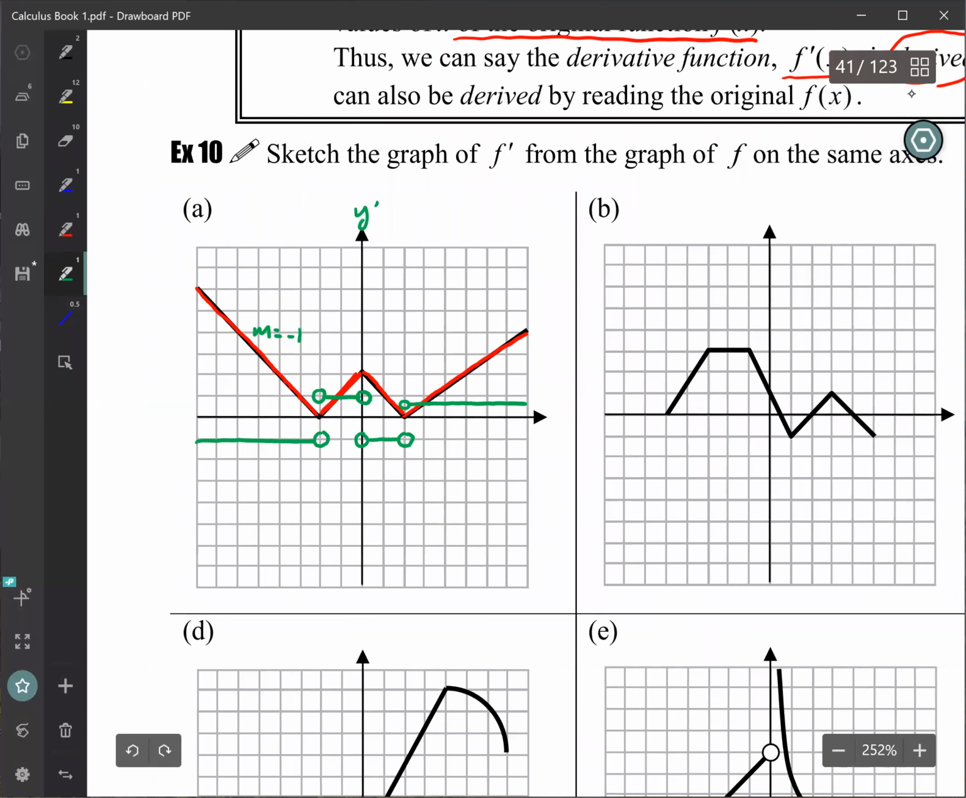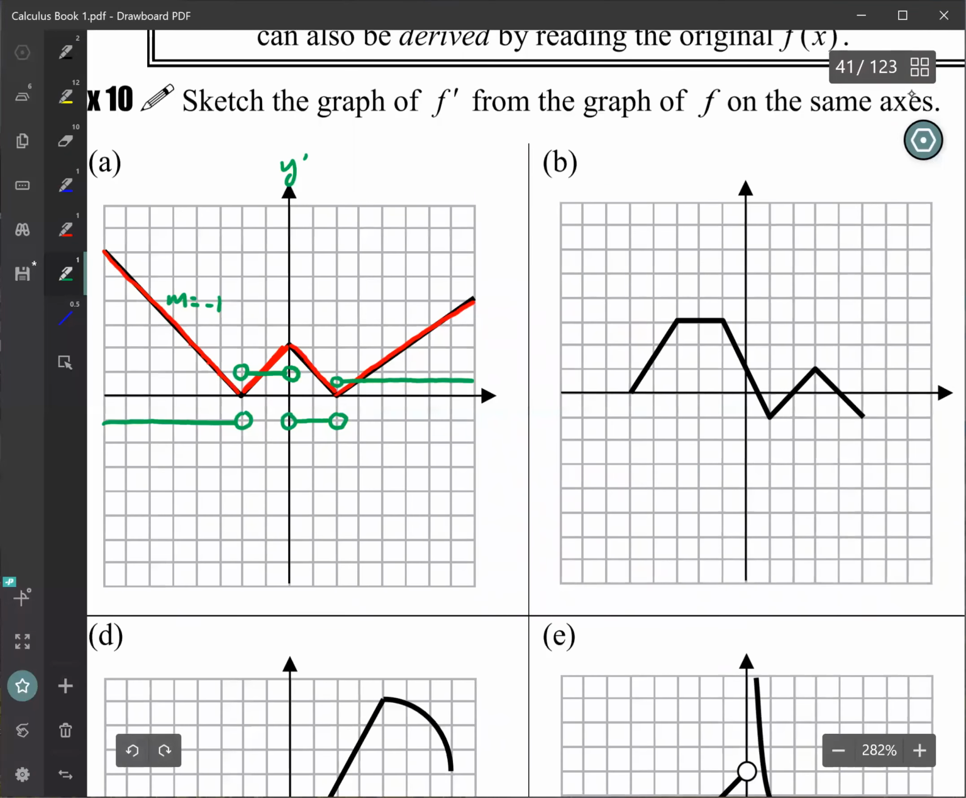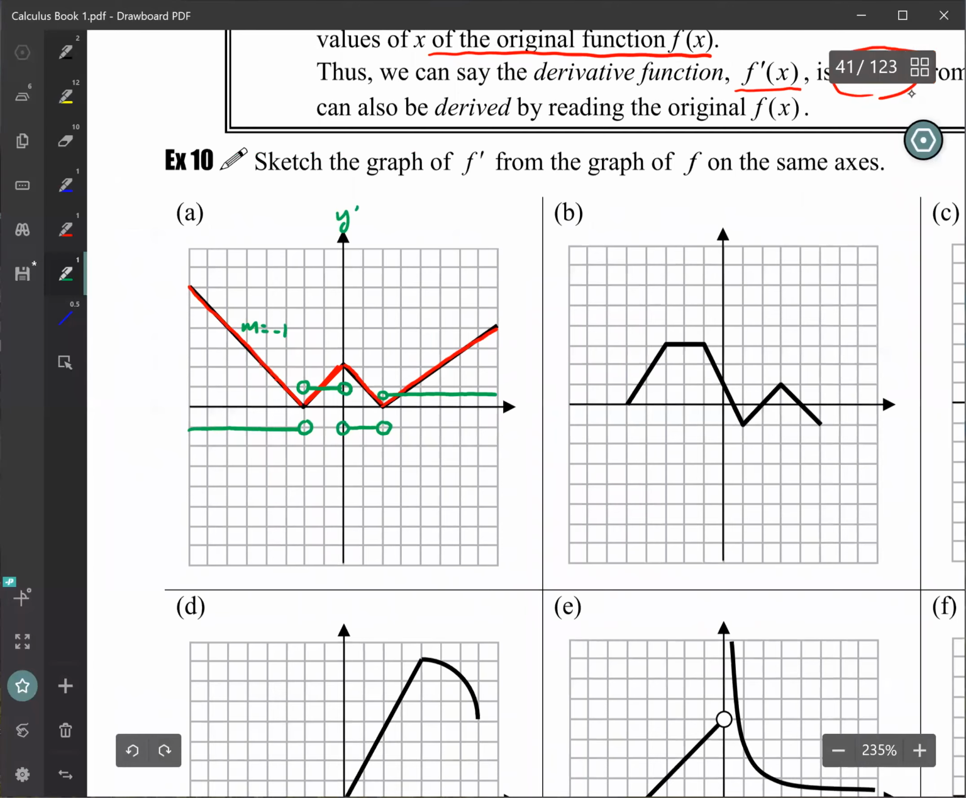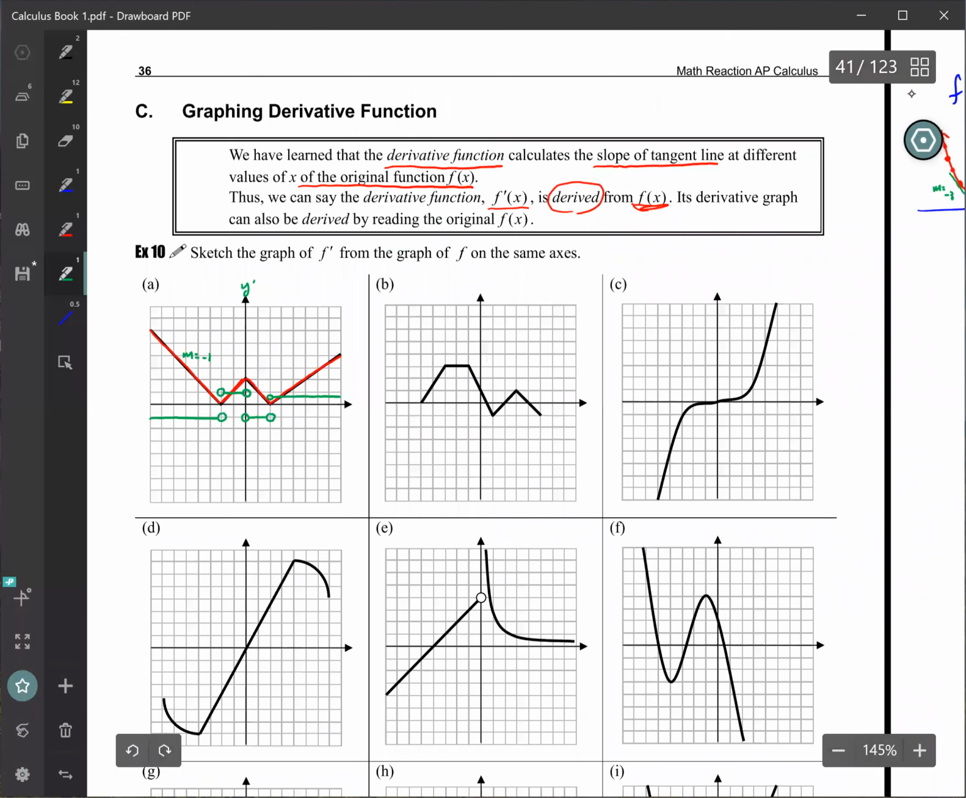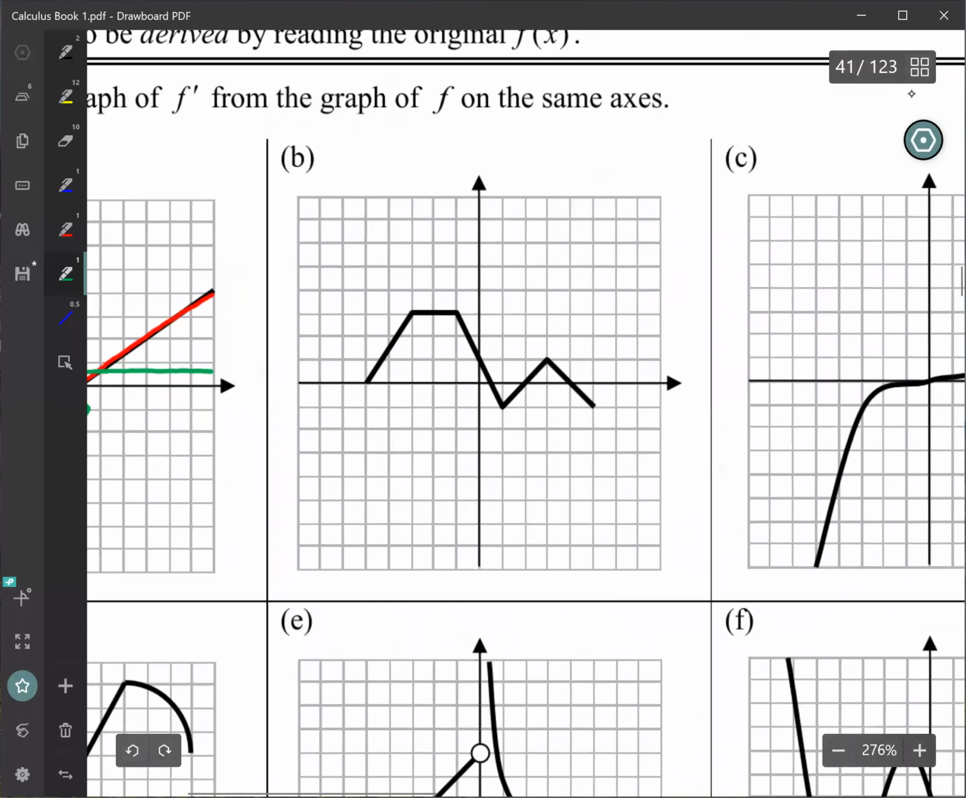Okay, so now I would like you to try B. The straight lines are easier to do. The curvy ones we will work a few, and then I'll let you try it by yourself. When you finish B, please raise your hand.